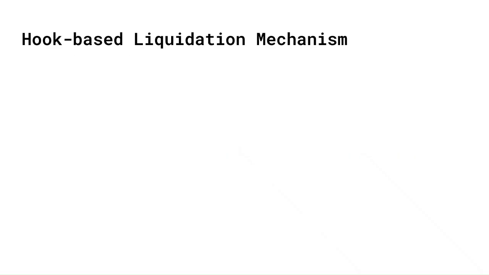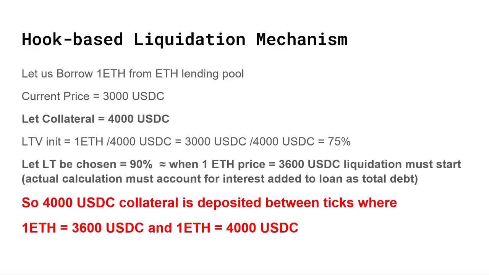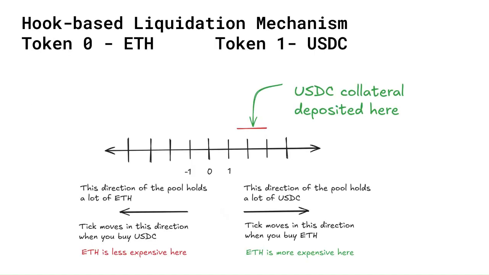So let's take an example where I borrow 1 ETH in exchange for USDC collateral. What this slide basically says is that all the collateral USDC is deposited in the hook in a tick range that is determined by the initial LTV and the LT. You can see the position of the USDC collateral is created where the pool has more USDC.